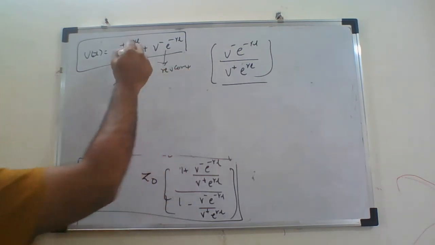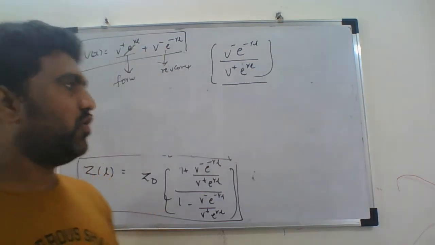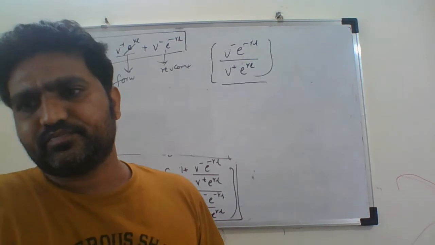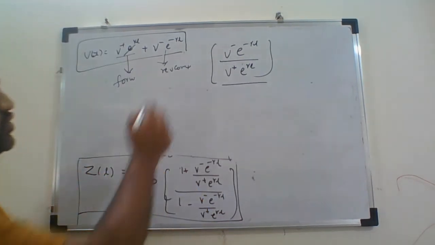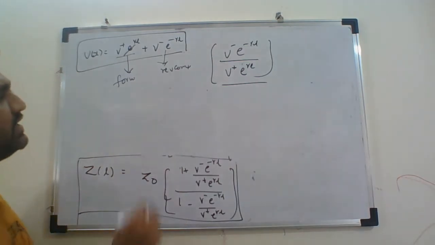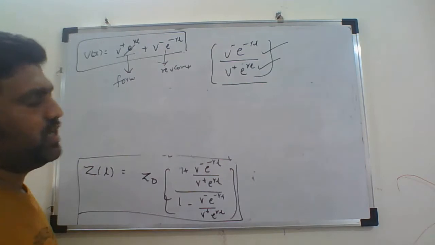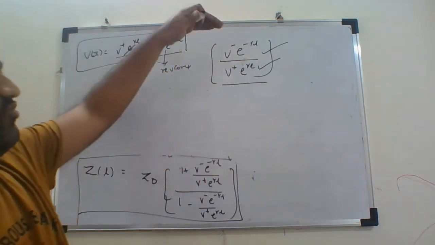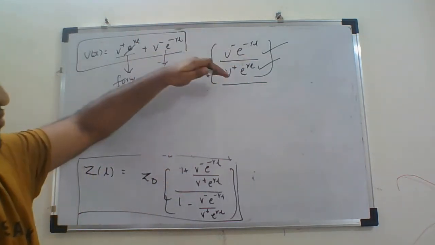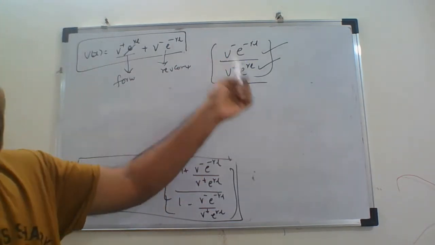So this represents a forward wave, and this represents a reverse wave. So this is a reverse component. Therefore, what we can observe is that this ratio is the ratio of the reverse component to the forward component of the wave. Okay, reverse component to the forward component.